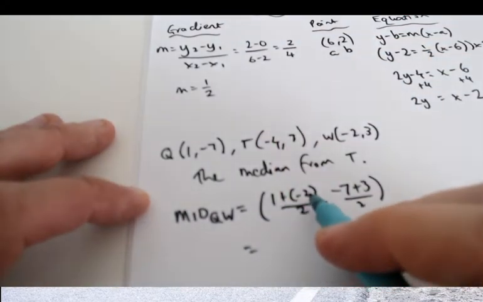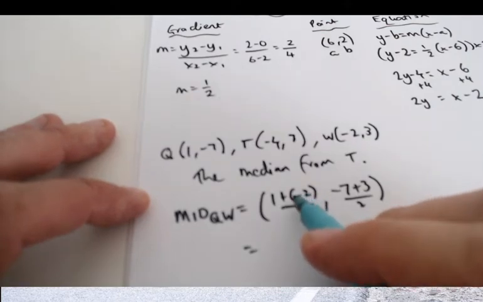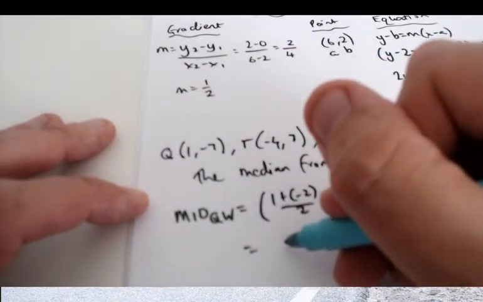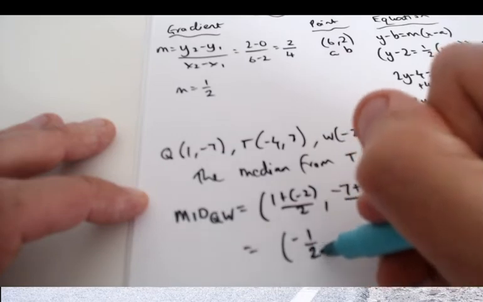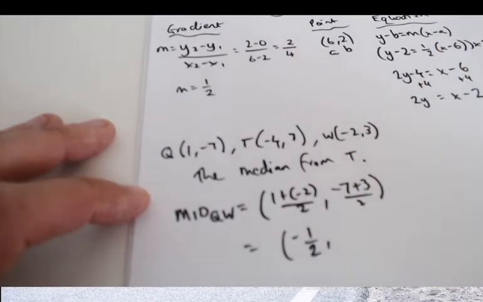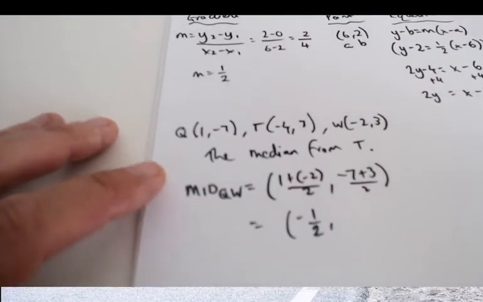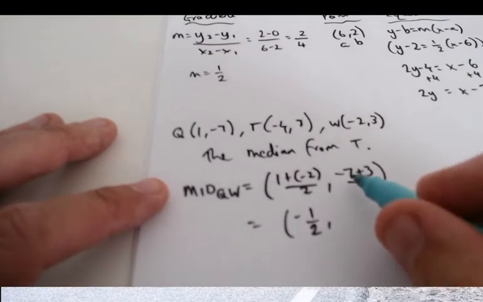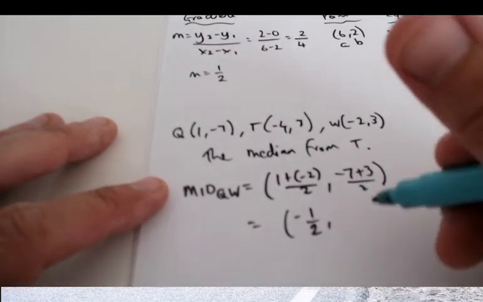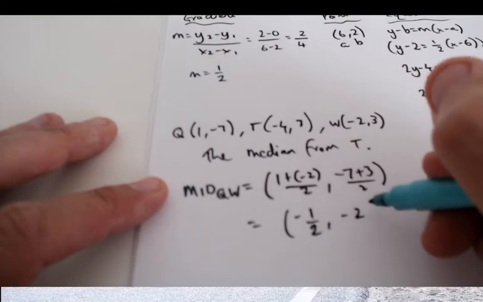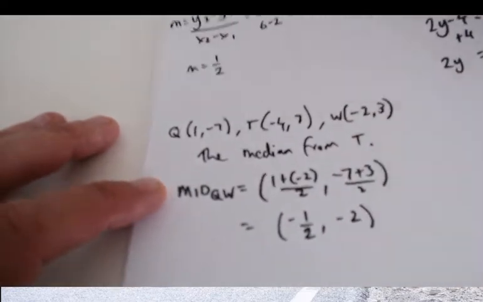1 add minus 2 would give me minus 1. Minus 1 halved. That's going to give me minus a half. I'm not going to write it as a decimal. I'm going to keep it as its fraction. Over here, minus 7 add 3 will give me minus 4. Half of that will be minus 2. So now I have everything I need.